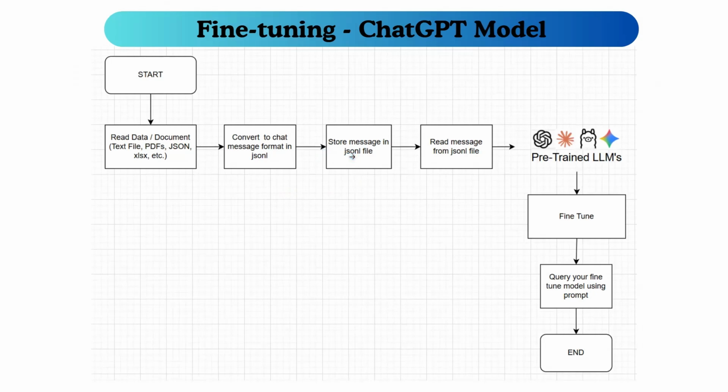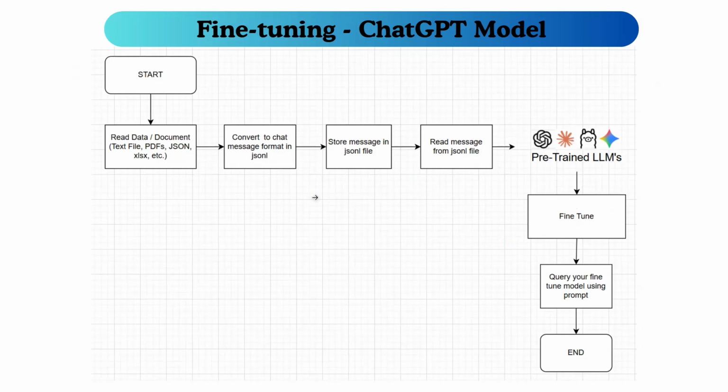Now we will read the JSONL file and upload our training dataset file to the OpenAI server, so it can be used to fine-tune a model like GPT-4 Turbo, GPT-3.5 Turbo, Claude, or Gemini to create our custom fine-tuned model. Once our fine-tuned model is ready and fine-tuning is complete, we can provide a prompt to the model and obtain customized results. Great. Now that we have covered the theory, let's move to the practical implementation.